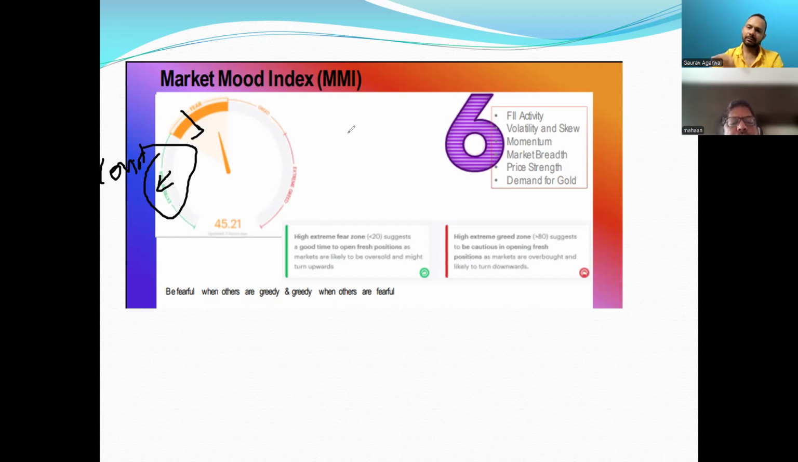So at the back end, this uses many things, right? Price of gold, price of silver, momentum, volatility, the activity of financial institutions. So there are many things. Based on that, it will calculate the market mood index, right?